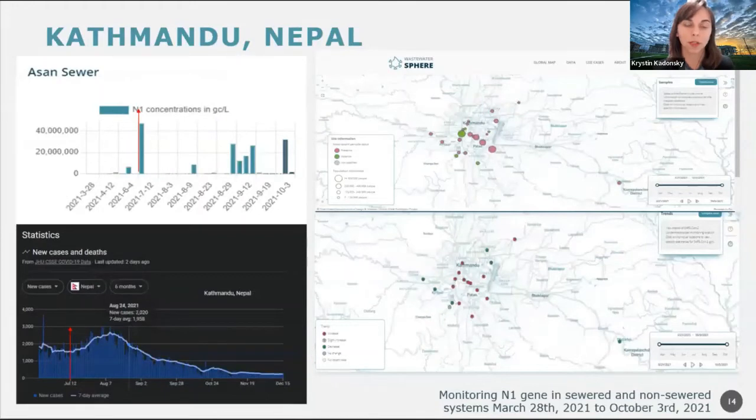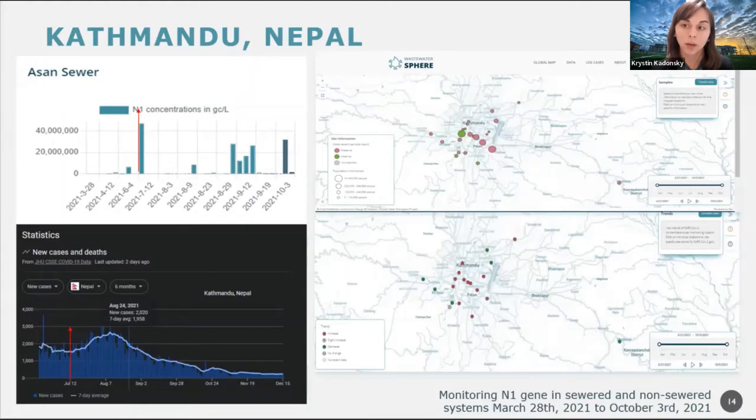And so the low and middle income country that I selected is Nepal, and specifically the city of Kathmandu in Nepal. Similarly to the last slide, on the right-hand side are screenshots of the global data center, the top being the samples view and the bottom being the trending view. And then on the left-hand side is SARS-CoV-2 concentration taken from samples in the sewer shed and not at the treatment plant. And then below that is the clinical case data from Johns Hopkins University from the COVID-19 dashboard.